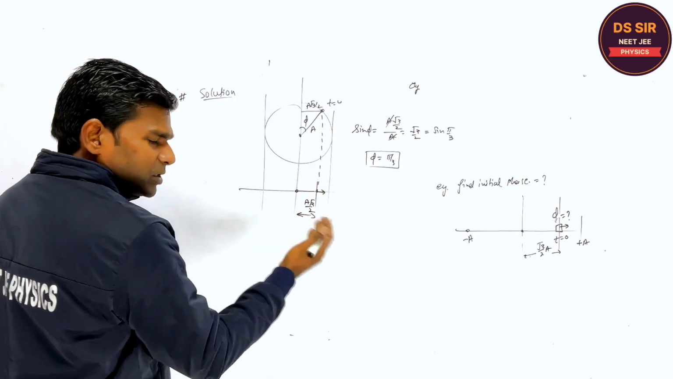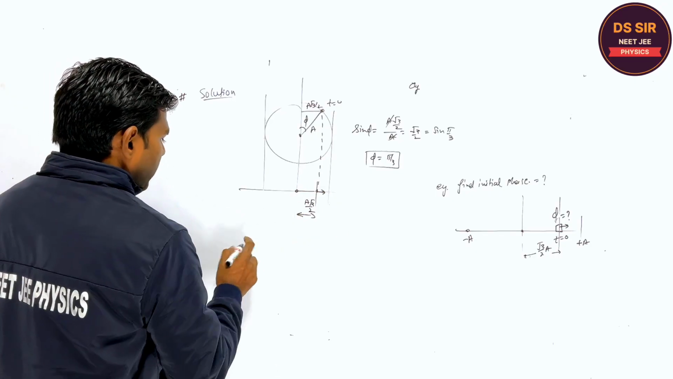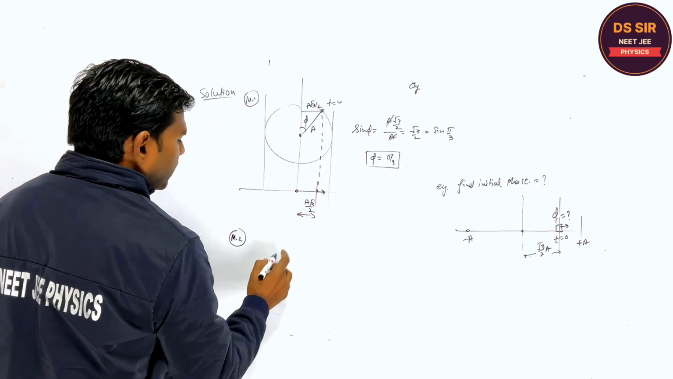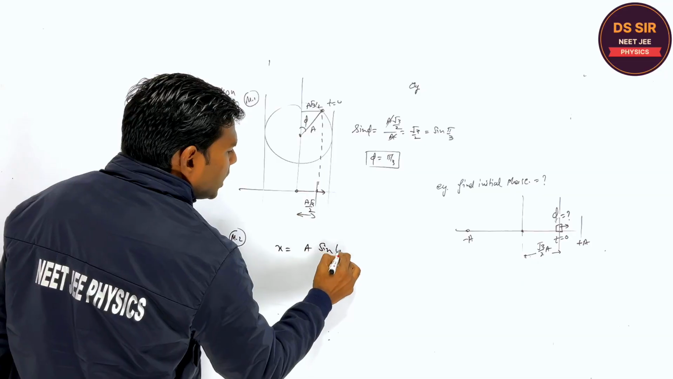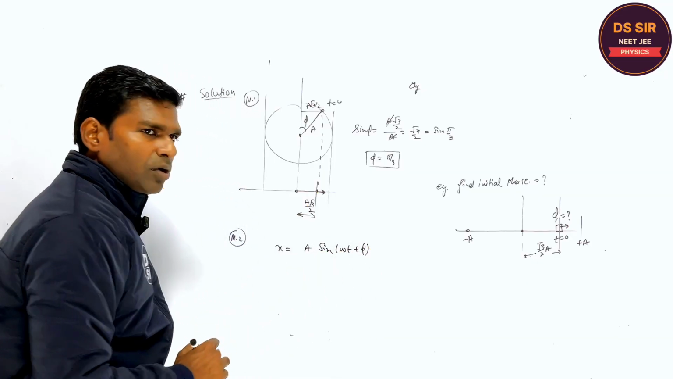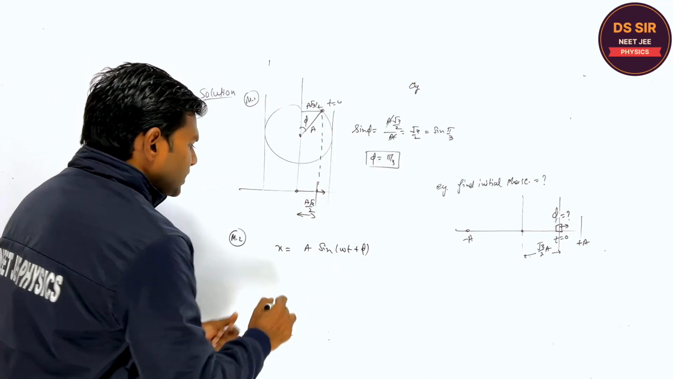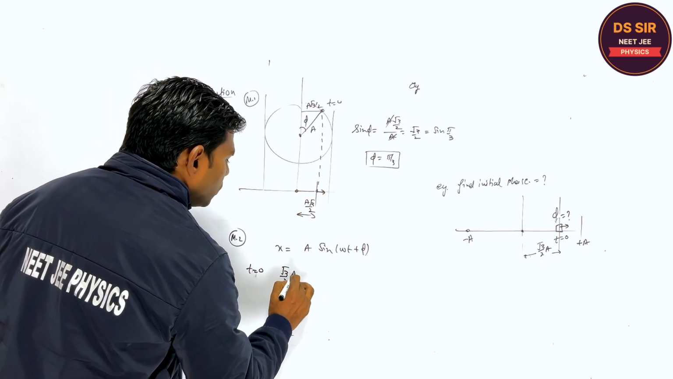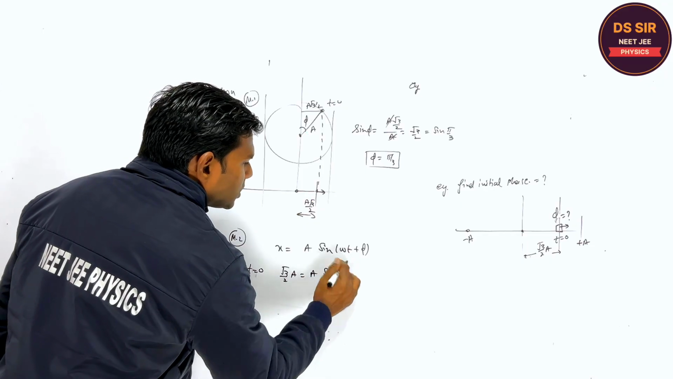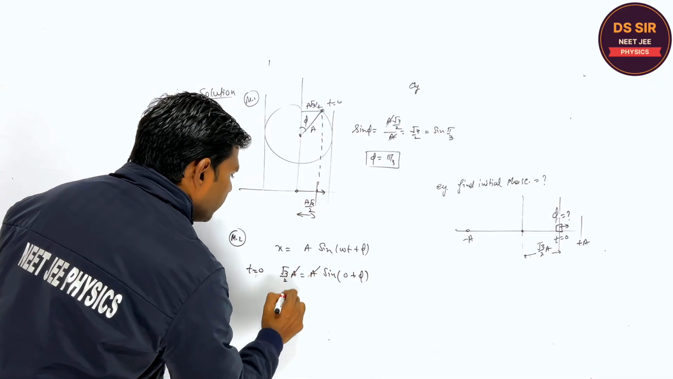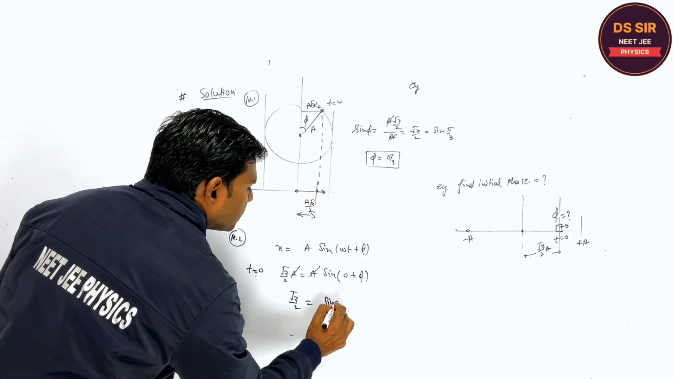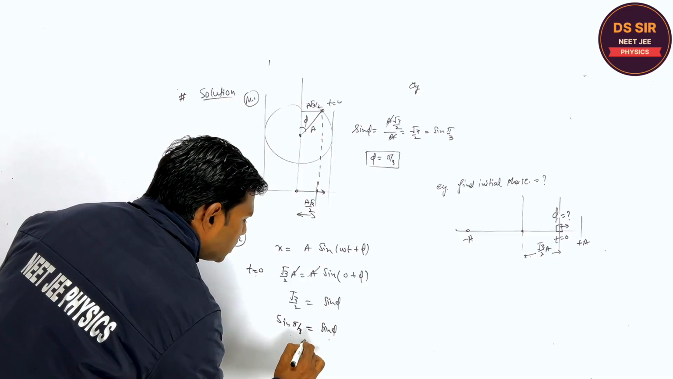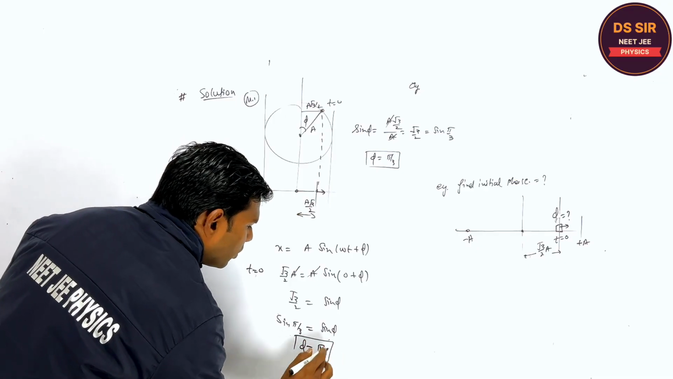Other solution, which is a little bit tough in different situations, for example, method 2. You can call this method 1. So you will compare x is equal to a sine omega t plus phi. At t is equal to 0, what is the value of x? The x value is root 3 by 2 a is equal to a, and put t is equal to 0. A will cancel out. Root 3 by 2 is equal to sine phi. So sine pi by 3 is equal to sine phi. So initial phase is pi by 3. Is it clear or not?